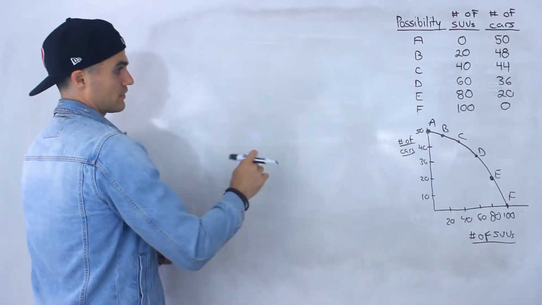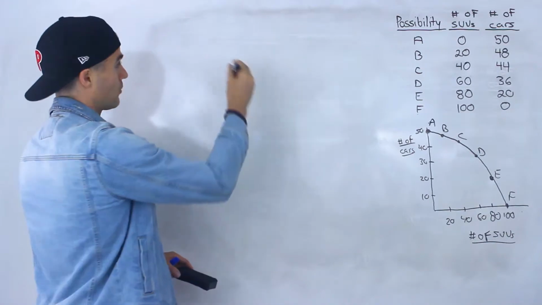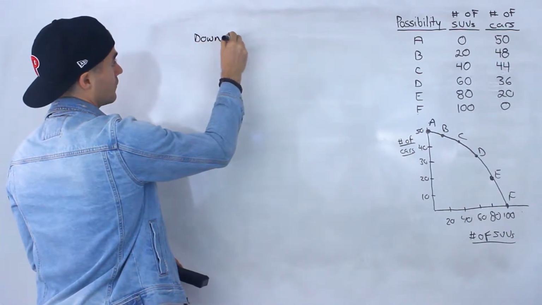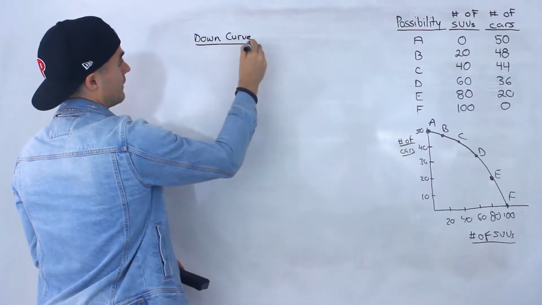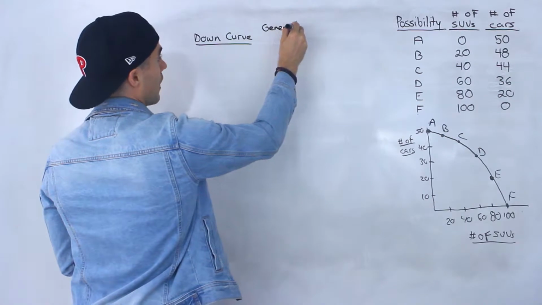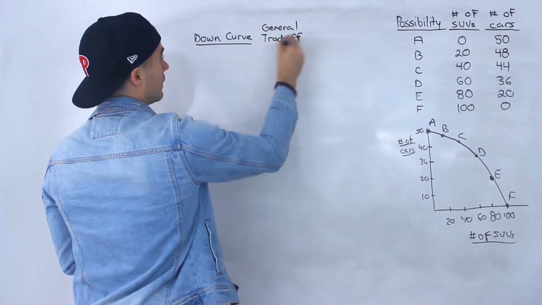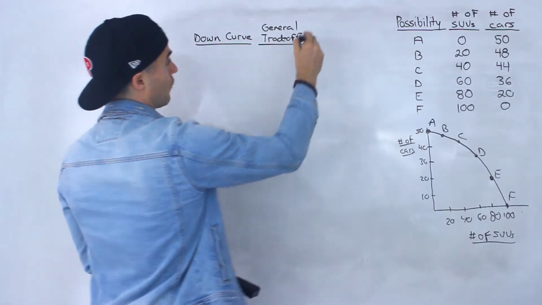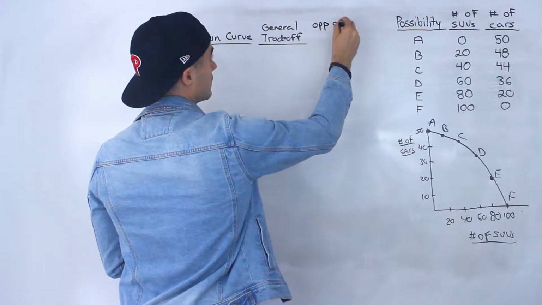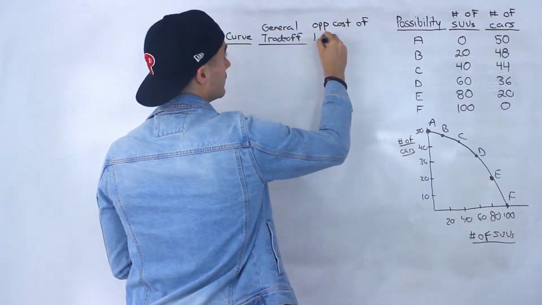Right, so with a line it was constant, but again with a curve it matters what point to which point. So again, we're going down the curve, and then let's make a column for a general trade-off, which is what we're going to get from the graph or the table. And then let's make a column for opportunity costs of producing one SUV.